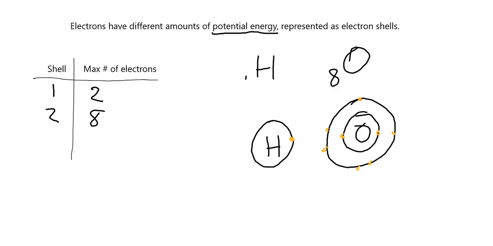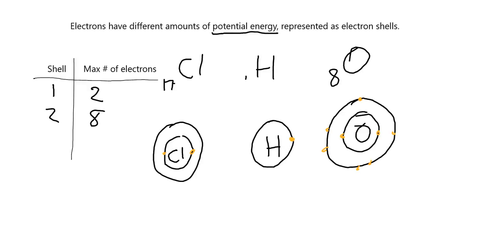But let's say we've got something that has more than 8 electrons, like let's say chlorine. If you look up chlorine in the table, its atomic number is 17. So we'll still start with the first shell as usual. It can hold up to 2. The second shell can hold up to 8, so we'll put 8 on there. But chlorine has 17 electrons, so it still has 7 left. So we're going to have to add a third shell.